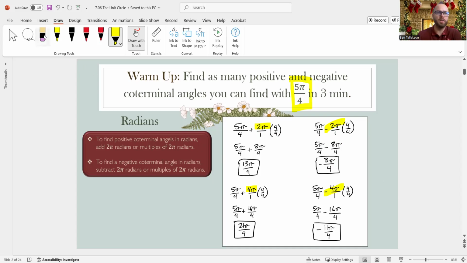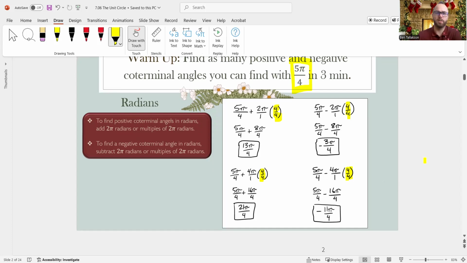Now what we're doing is adding and subtracting fractions, right? So you already know you need to multiply by a fancy form of 1 to get those common denominators. And there's our 2 positive and 2 negative coterminal angles. If you found more, kudos to you. If you found fewer, make sure you practice this and know how to do it.